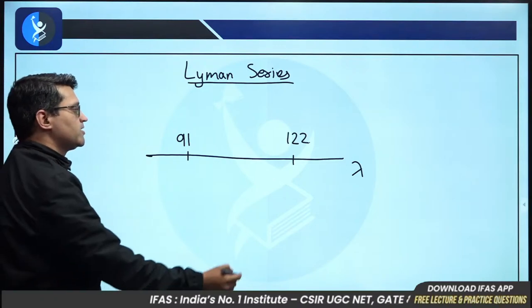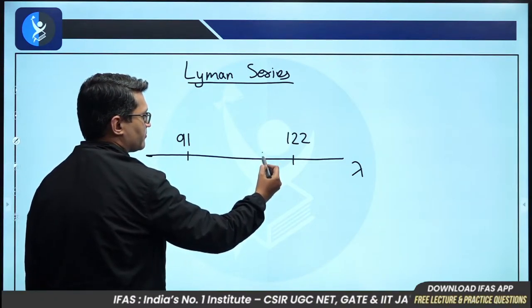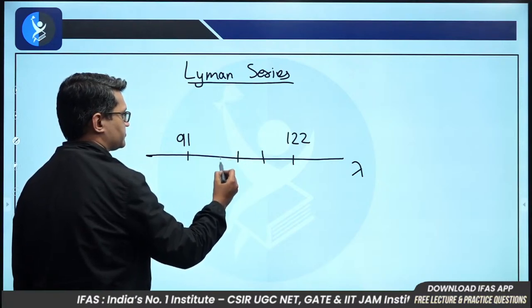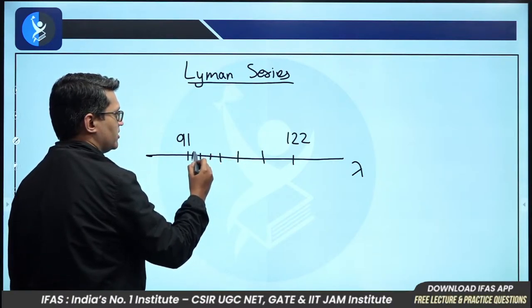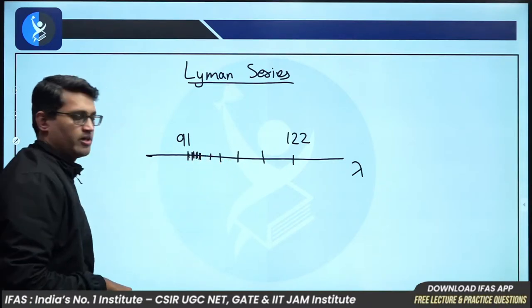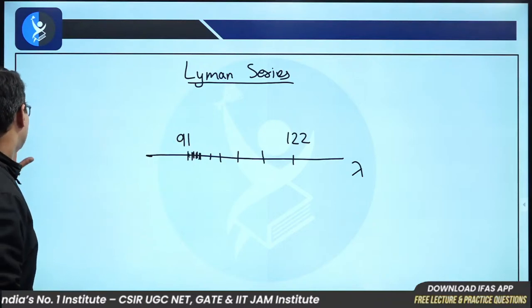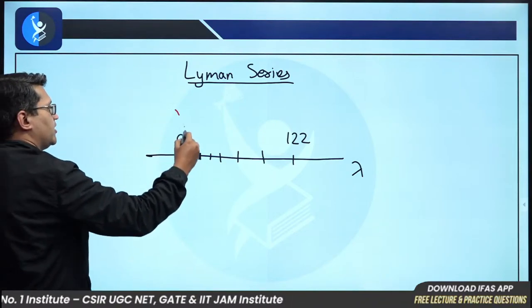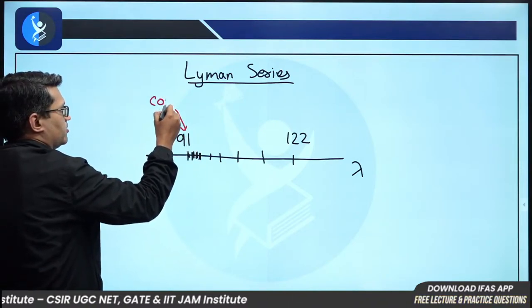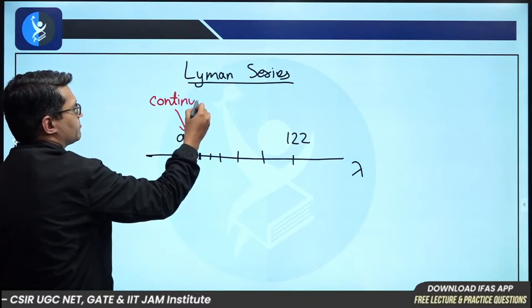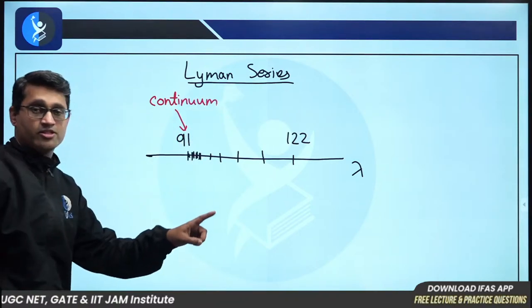And what you will see is, initially, the lines are fairly far apart. But later on, these lines keep coming closer and closer. You will start seeing a continuum somewhere here. And this is for lambda.